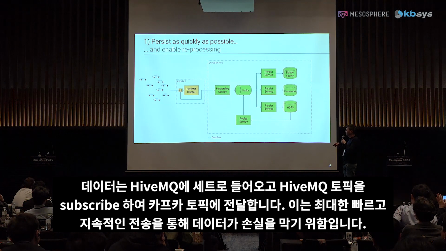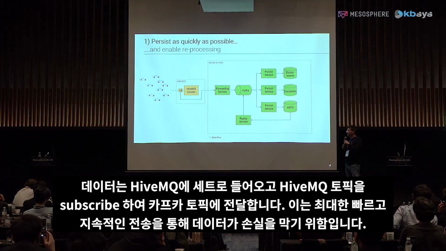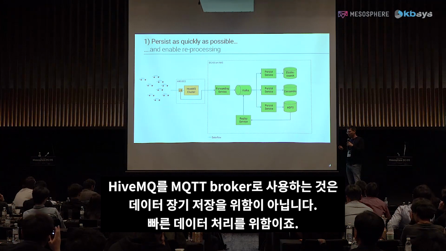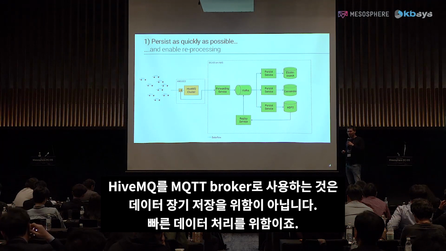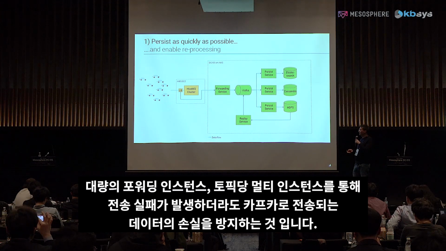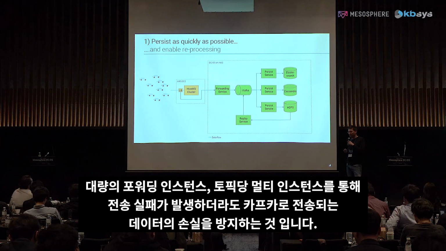Then we have those forwarding services that do nothing else but subscribe to HiveMQ topics and forward the messages to Kafka topics. The idea is to persist the data as quickly as possible so no data gets lost. HiveMQ as an MQTT broker is not meant for storing the data for a long time. It's meant for the data to be processed quickly. So we have a lot of forwarding instances, and we have multiple instances per topic, so we make sure that if one fails, the data still gets forwarded to Kafka.